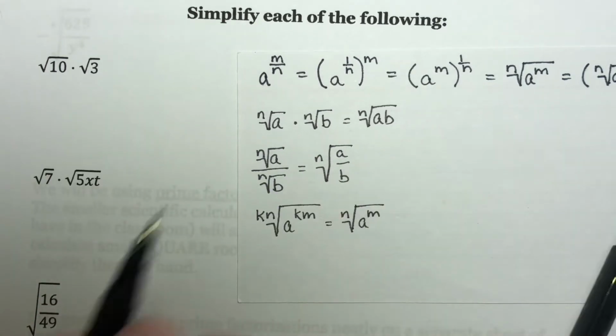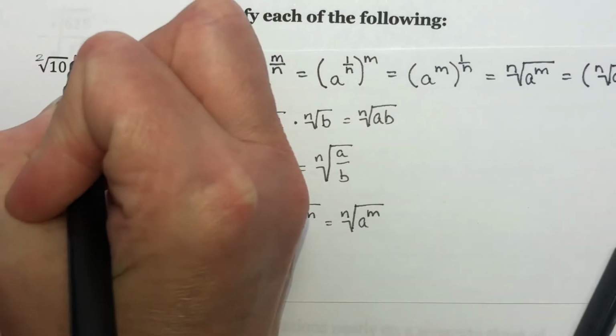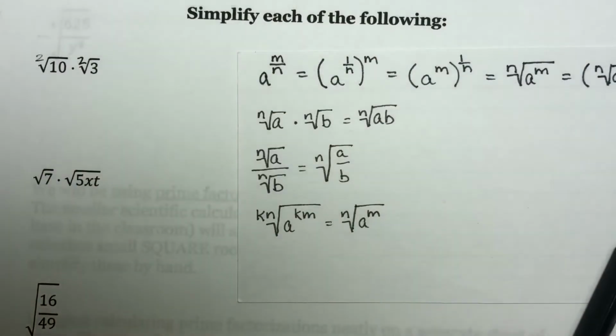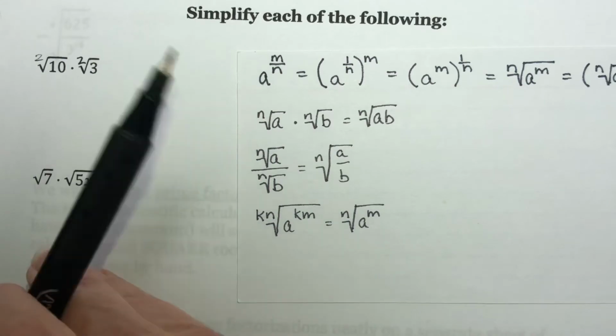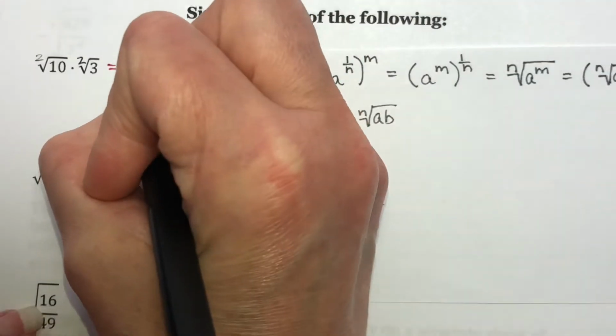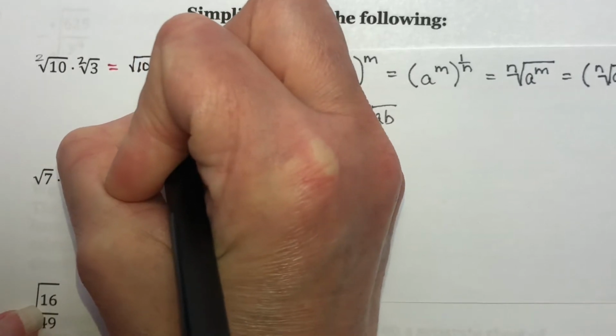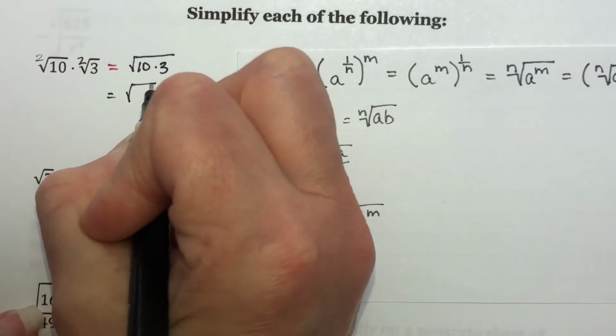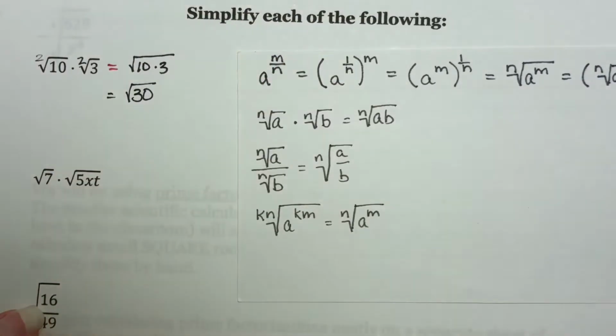These both have the same index, an understood 2. So we are allowed to multiply underneath. This is the same thing as the square root of 10 times 3, which is the square root of 30.